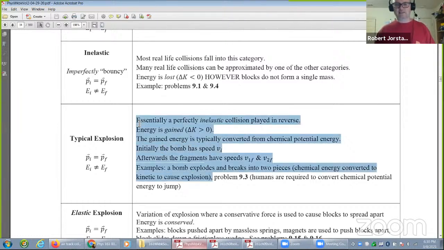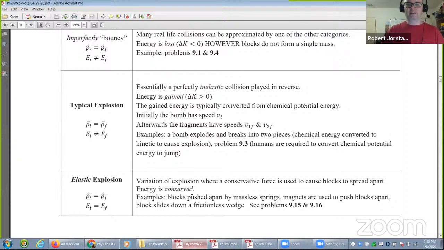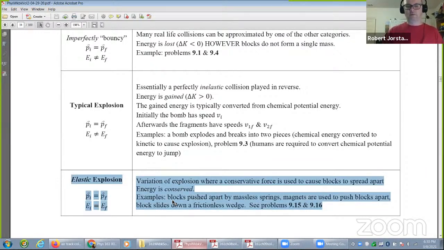This is like Angus and I sitting on the hovercraft and we push on each other and we explode outwards, or the 2 carts that were pushed apart by the rubber band. Oh, wait a minute. The 2 carts that were pushed apart by the rubber band actually obey this one, the elastic explosion.